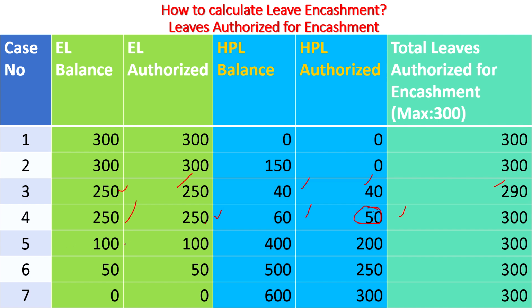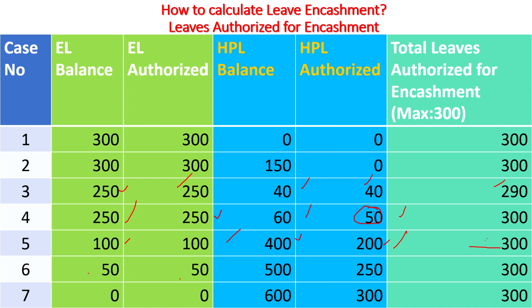And in the fifth case, there is a 100 EL balance. I am giving these examples to make you understand this point. EL balance is 100 and HPL balance is 400 at the time of retirement. Then what will we take? First we will take the EL balance, because for it we get full basic plus DA, but for HPL we get only half of the basic pay, and DA will also be half. So which is beneficial? The EL amount is beneficial. So 100 EL will be taken and for HPL the remaining amount, that is 300 minus 100, which is 200, will be taken, so that it does not exceed 300. So 100 plus 200 is 300.